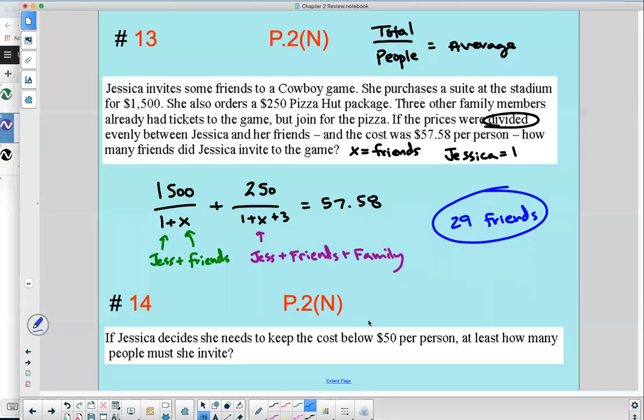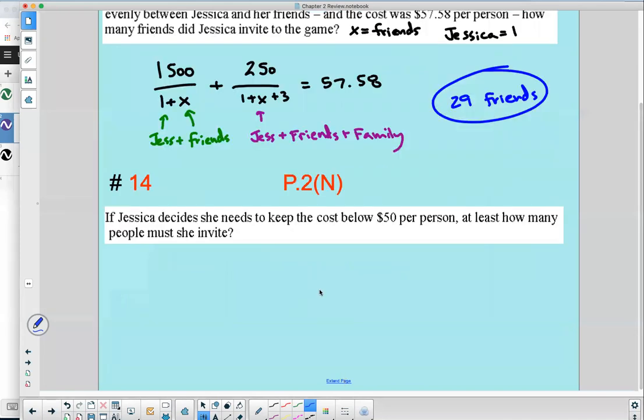All right, number 14. If Jessica decides she needs to keep the cost below $50 per person, at least how many people must she invite? So this means we're using the same equation I just did, but this is the inequality that we did last class. So I'm going to write the same equation.